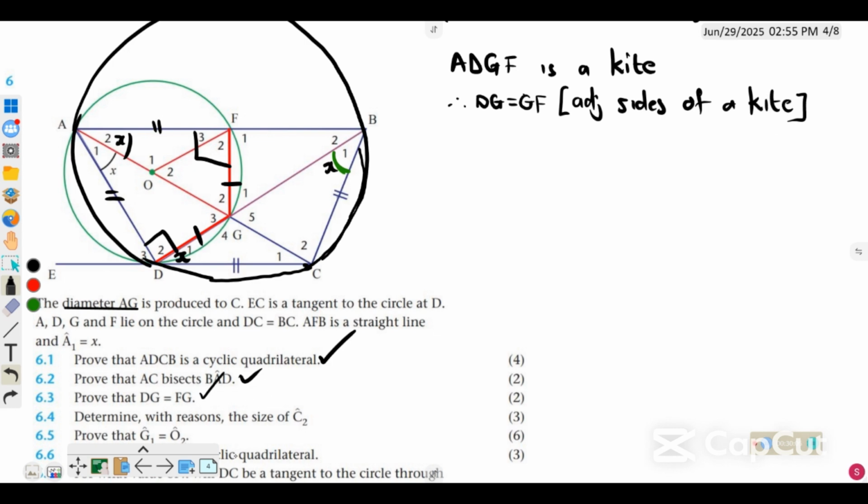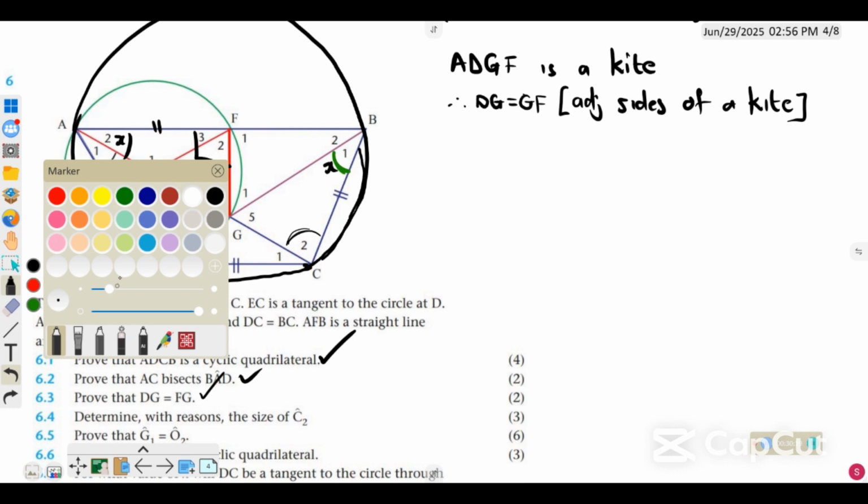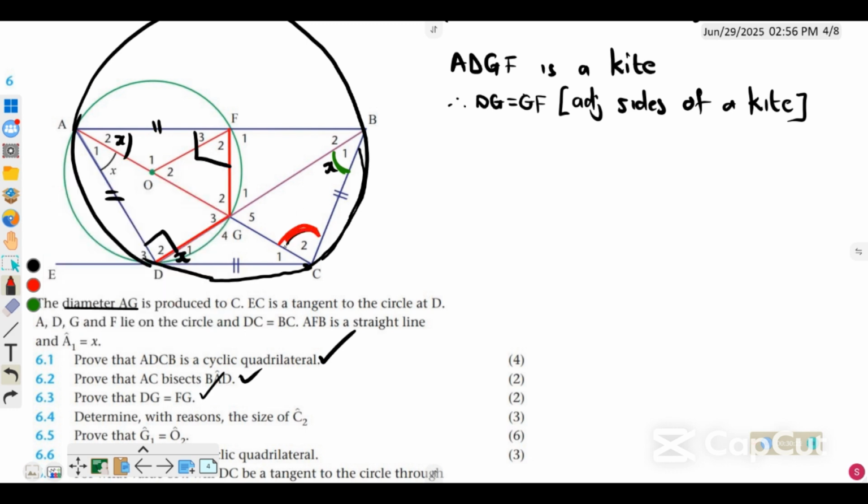Done with this. Determine with reasons the size of angle C2. Where's C2? Let's locate C2. C2 is right here. You can find C2 as well, because now you need to trace back. This whole trace back thing works a lot. Okay, so you have C2 right here. When you trace back, you will see that C2 was subtended by that B and A right there. And then the very same chord AB goes on to subtend another angle, which is D2 right there. So in fact, C2 and D2 are equal to each other.